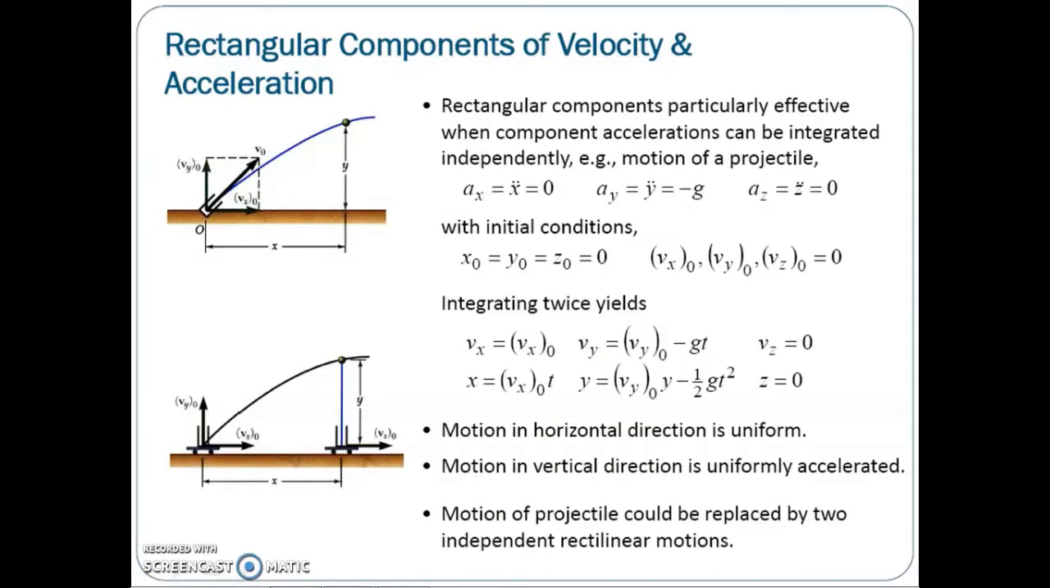In the case of the motion of a projectile, the rectangular components are particularly effective when the components of acceleration can be integrated independently. If the resistance of the air is neglected, so here for the motion of a projectile, we have our ax equals x double dot, the acceleration in the x direction, equal to 0, ay equals y double dot, we have our acceleration in the y direction equal to the gravitational acceleration, negative g, and az equals z double dot, here is equal to 0.